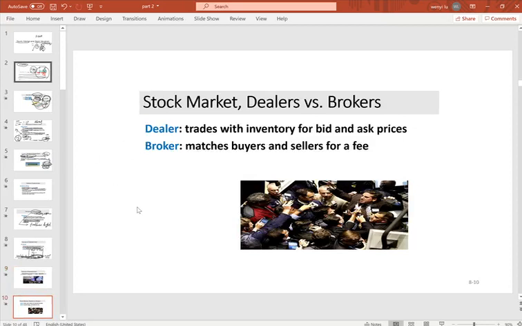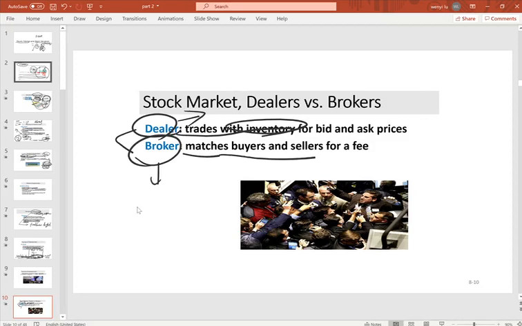And there's a difference between a dealer and a broker. A dealer trades with inventory at a bid and ask price. So the dealer itself has inventory. The dealer holds the stock in their own accounts. But brokers don't have any inventory. They only match the buyers and the sellers, and they charge a commission, a fee.